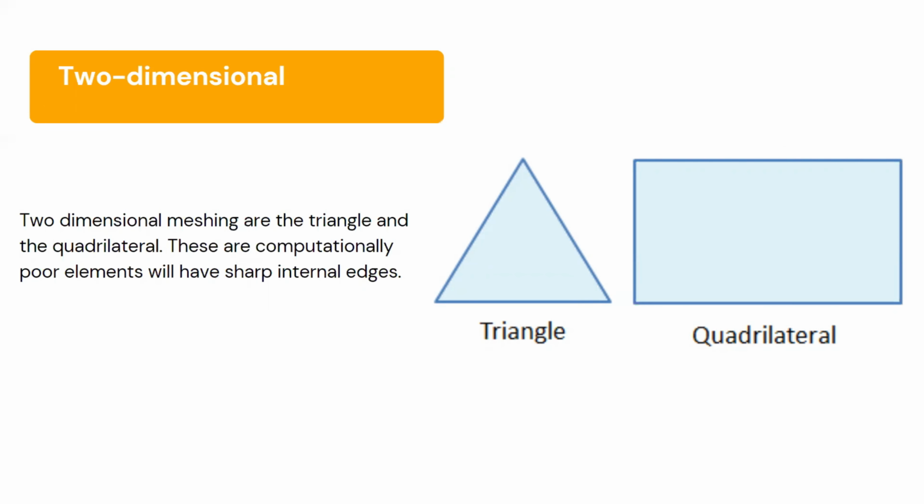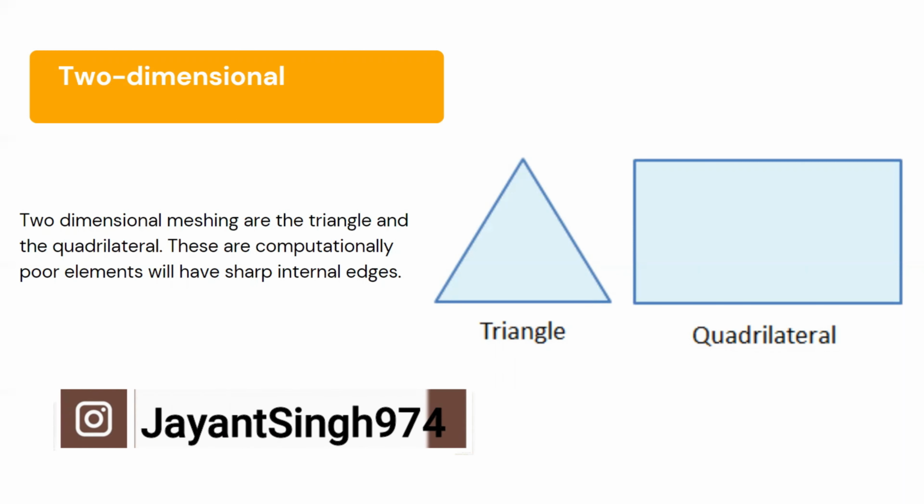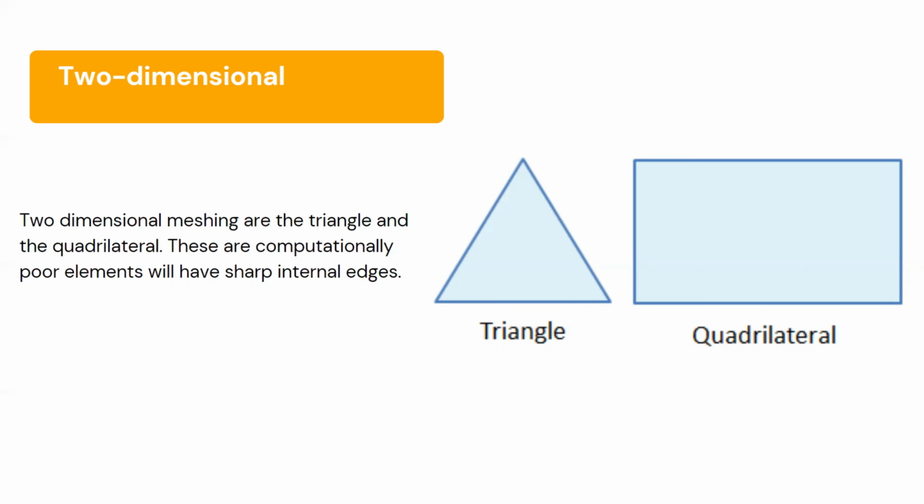Now, what kinds of meshing do we have, and what are the types? The first one is 2D meshing, which is called two-dimensional meshing. Here we do the meshing with the help of triangle as well as quadrilateral shapes. These are computationally poor elements and will have sharp internal edges. The best examples are beams, trusses, bars, whatever 2D structures.